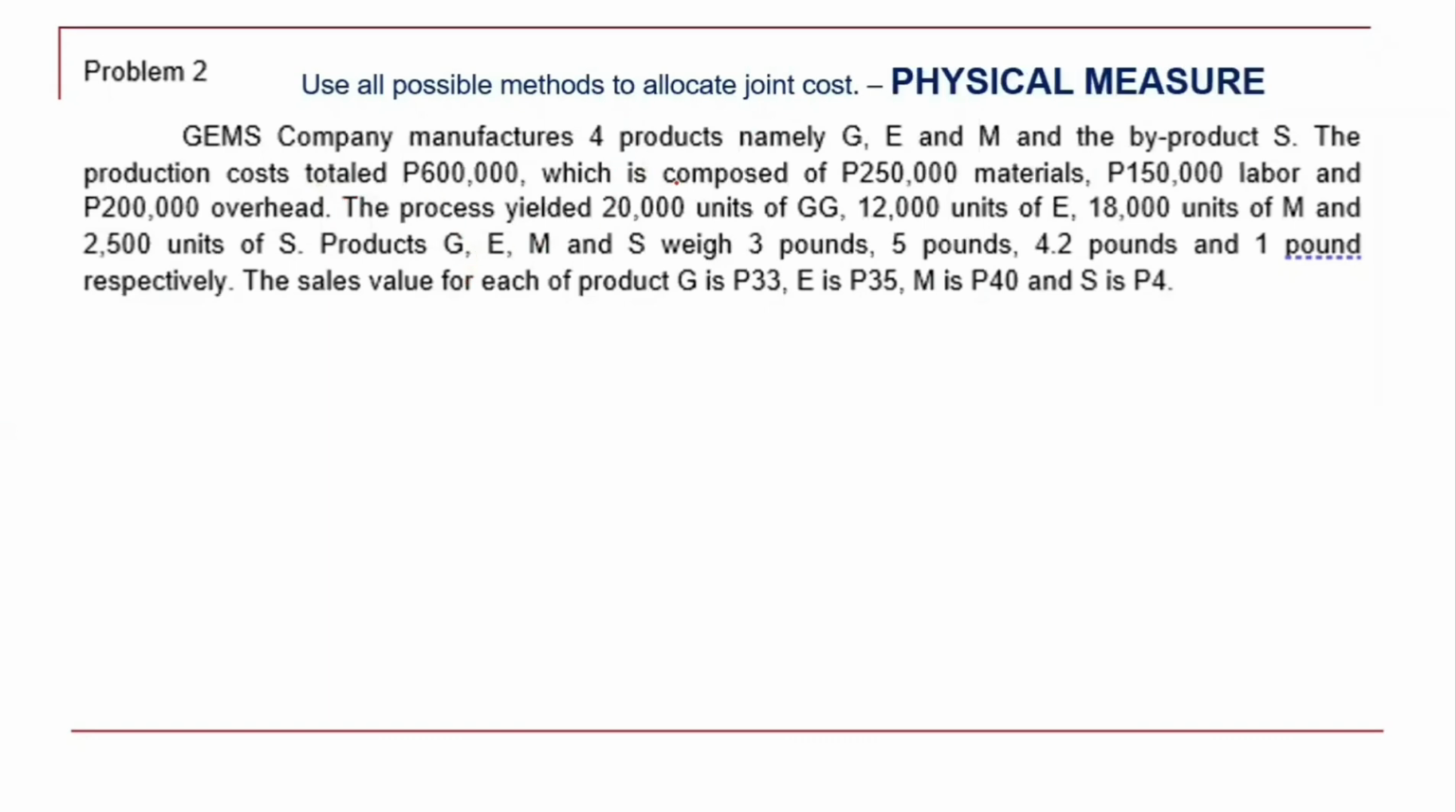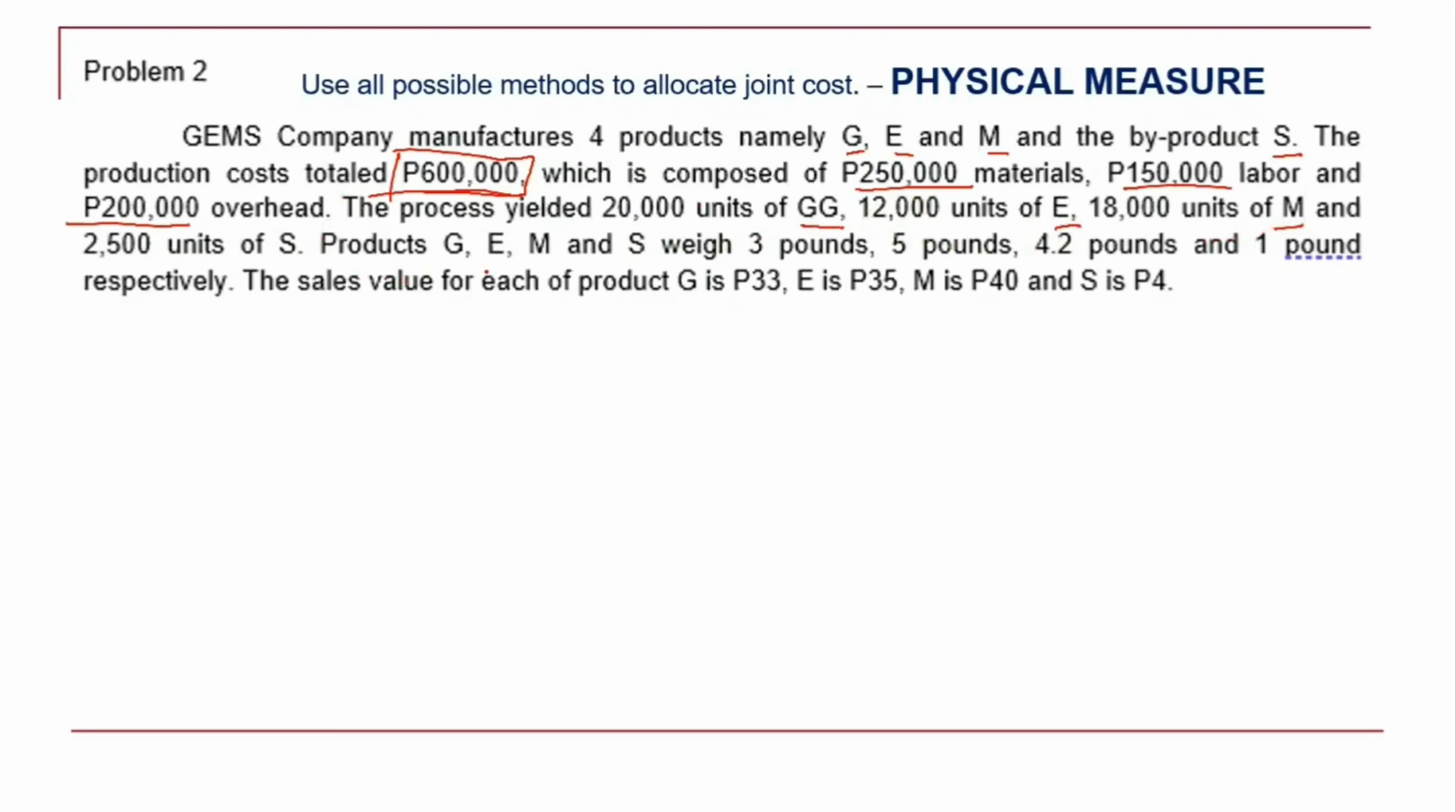Gems Company manufactures 4 products. G, E, M, tapos may byproduct S. So walang scrap na kasama sa problem natin. So the production costs totaled 600,000. So ito na yung joint cost natin, which is composed of 250,000 materials, 150,000 labor, and 200,000 overhead. Naka-breakdown lang, pero ang kailangan lang naman talaga natin dito ay yung 200,000. The process yielded 20,000 units of G. 12,000 of E, and then 18,000 units of M, and 2,500 units of S.